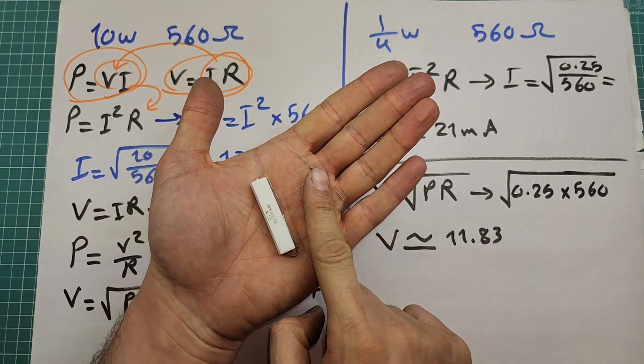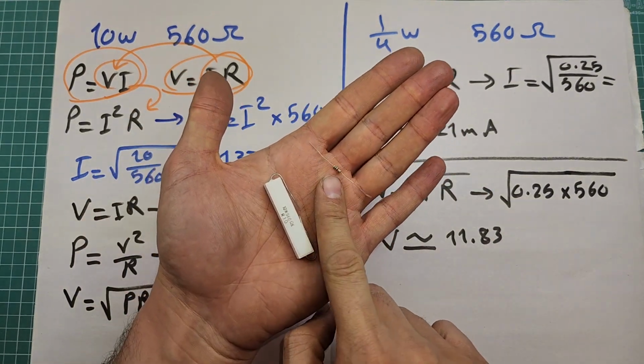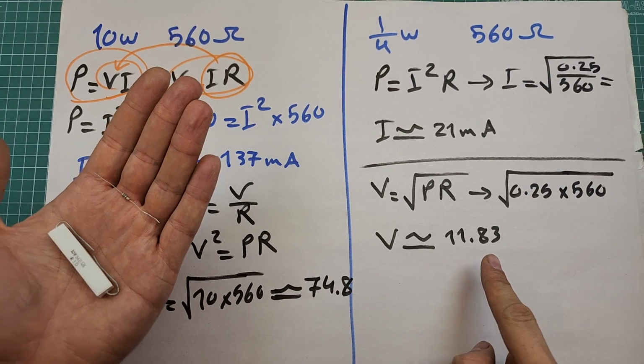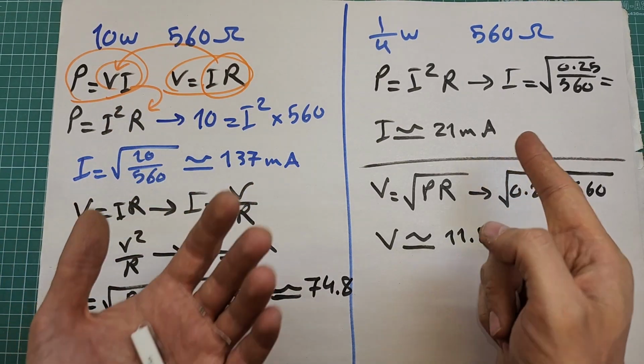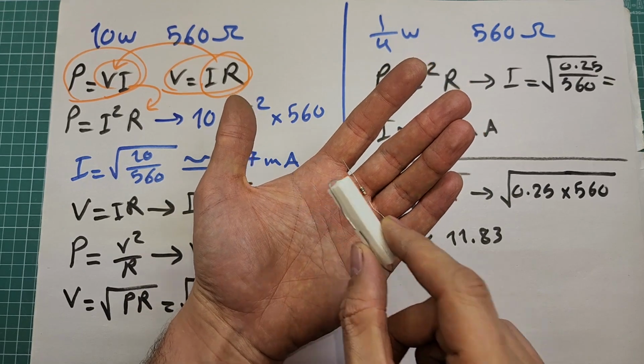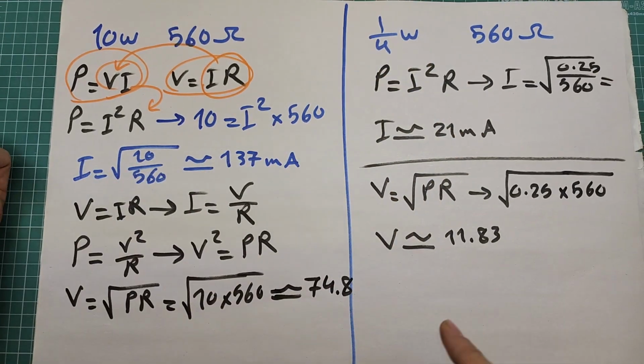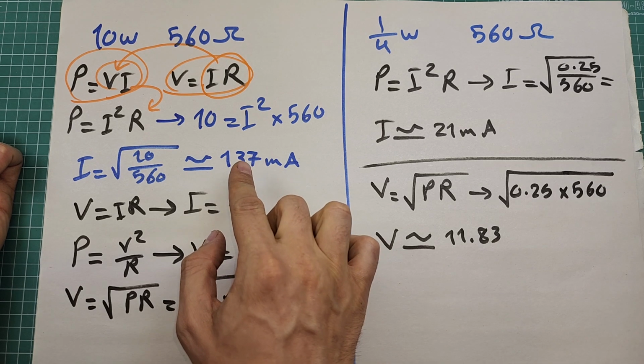Now we can see that this regular resistor can handle a maximum voltage of 11.83 volts or maximum current of 21 milliamperes, but the ceramic cement power resistor with the same resistance can handle 74.8 volts or maximum current of 137 milliamperes. Ceramic cement power resistors are typically used when you need something that can withstand high currents or voltages.